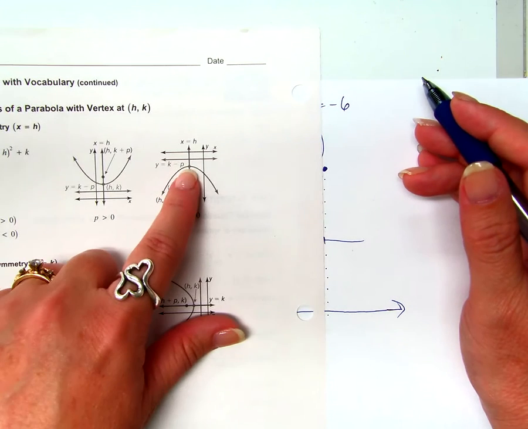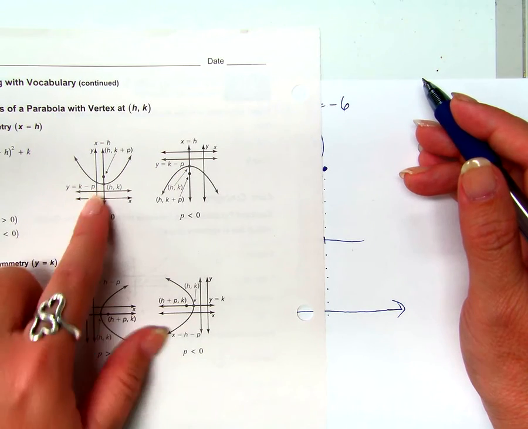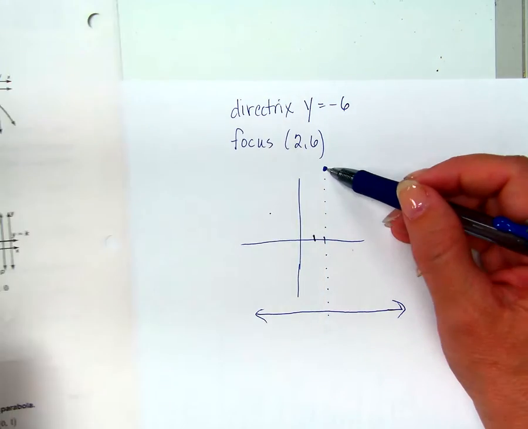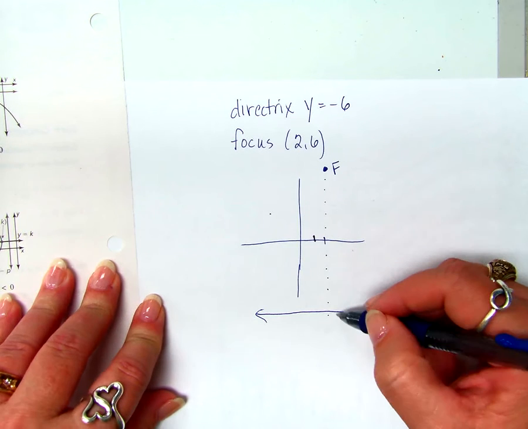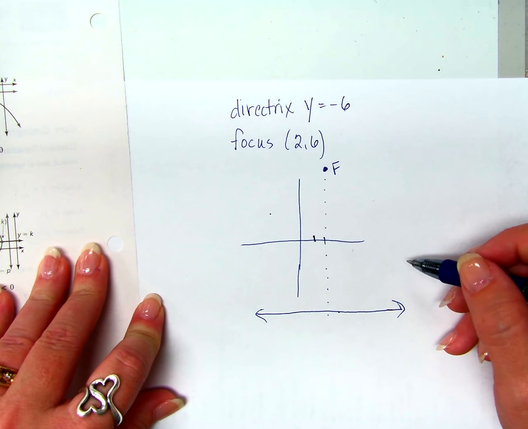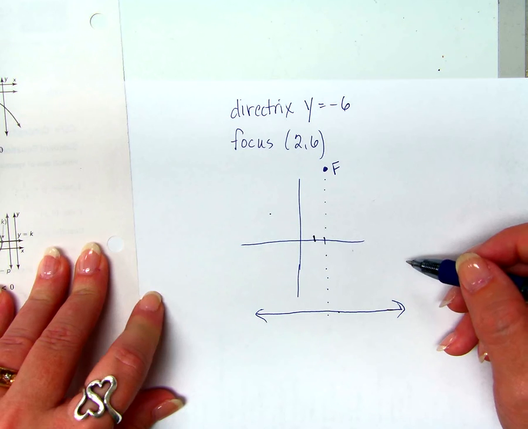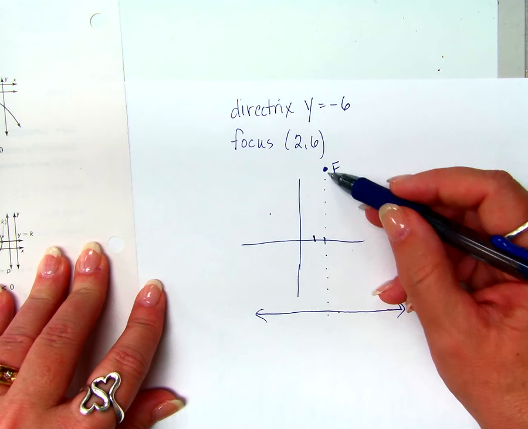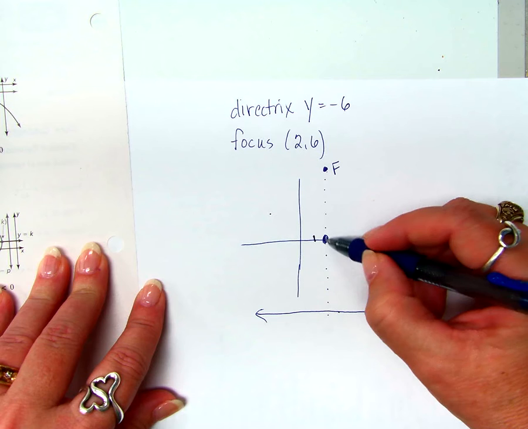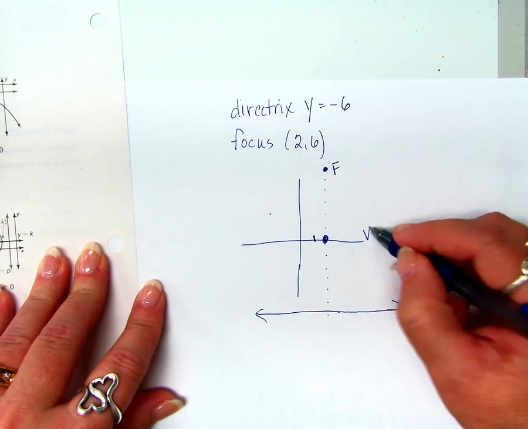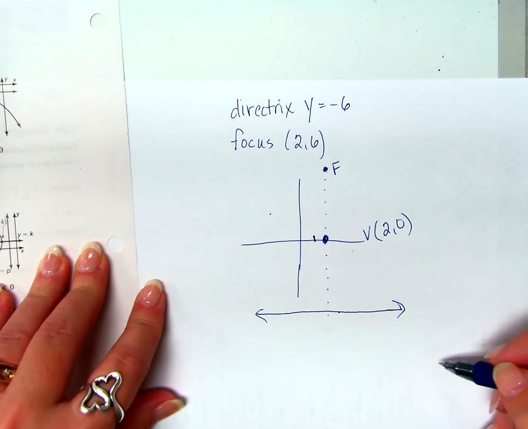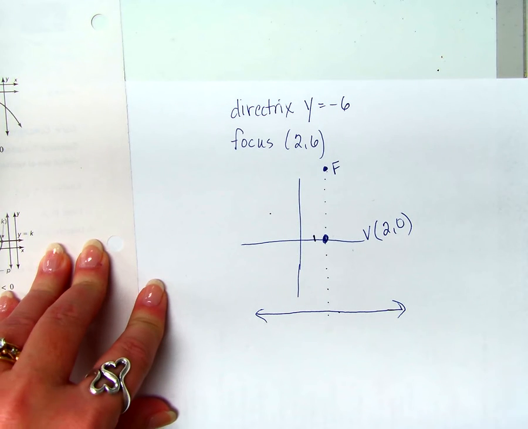Remember, the vertex is the point where it changes direction. If you know here's the focus and here's the directrix, doesn't the vertex have to be in the middle? Absolutely. Well, where's the middle of up 6 and down 6? Right here, isn't it? That's my vertex. My vertex is at (2, 0). Now, does this open up or down or left or right?